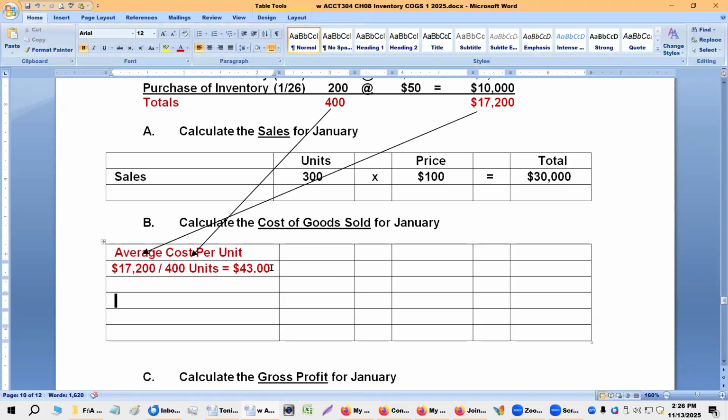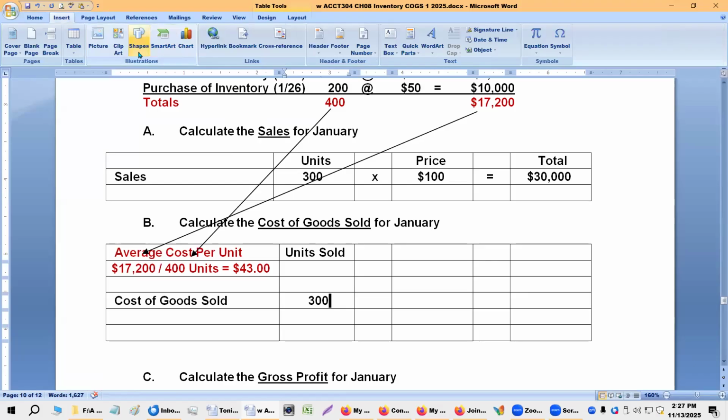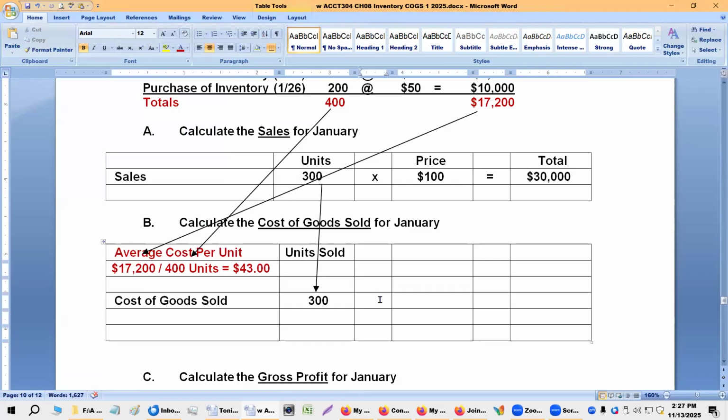And let's see, I think we just did cost of goods sold. And again, there's only one. The nice thing is it's only one number, so it can be whatever you sold here. I don't know if putting in all these arrows is helpful or not, but so we sold 300 units. The cost of those are $43.